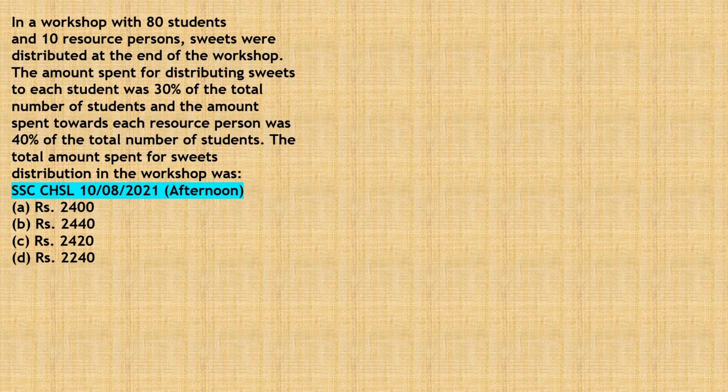In a workshop with 80 students and 10 resource persons, total students are 80 and resource persons are 10. Sweets distributed at the end of the workshop. The amount spent for distributing the sweets to each student was 30% of the total number of students. Total number of students are 80 and 30% of it, 8 threes are 24.